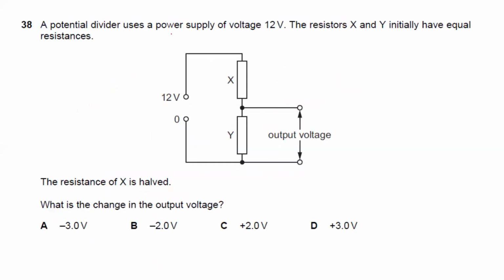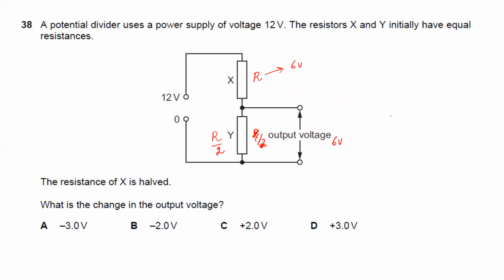It says a potential divider uses a power supply of 12 volt. The resistors X and Y initially have equal resistances. The X resistance is half. So for example, this is R and this is R by 2. Initially, if this is R, the voltage will be equally divided. So this X resistance will have 6 volt, this will have 6 volt.